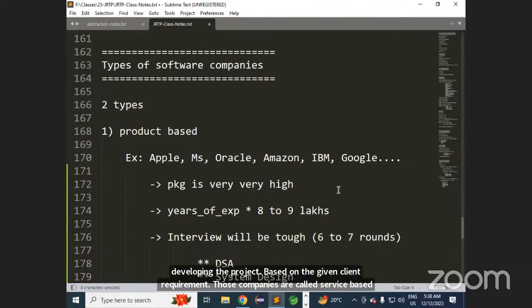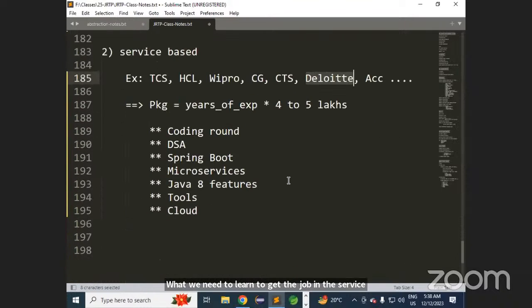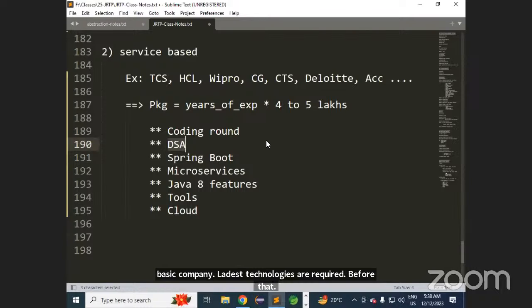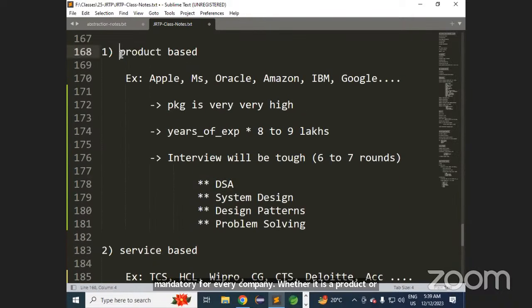What we need to learn to get the job in a service-based company? Latest technologies are required. Before that, nowadays, DSA became mandatory for every company, whether it is a product or a service. Which company is called a product-based company? The company which is developing the project and selling the project to the customers in the market. That is called a product-based company. Are you guys clear with this one?